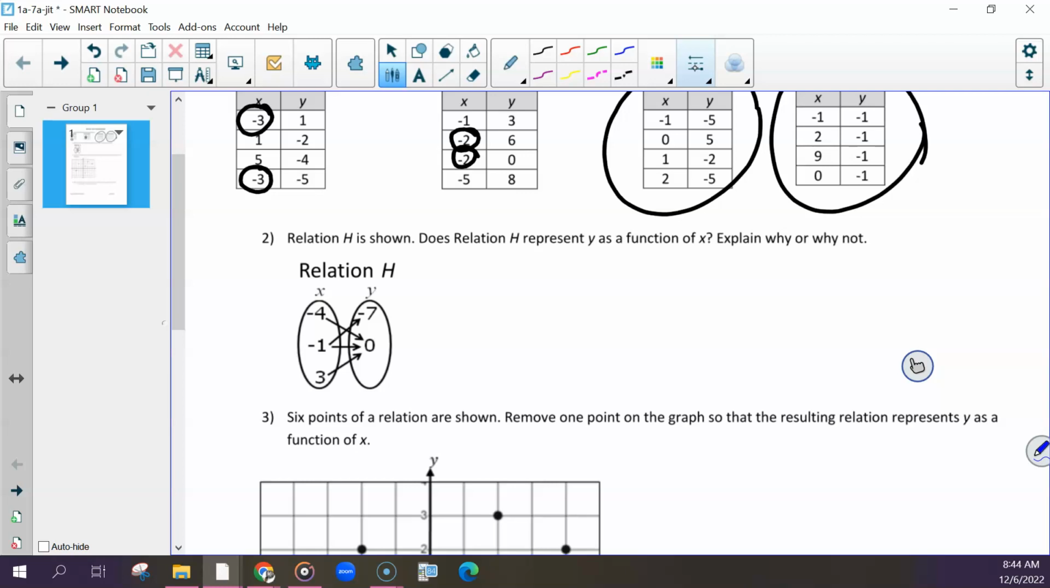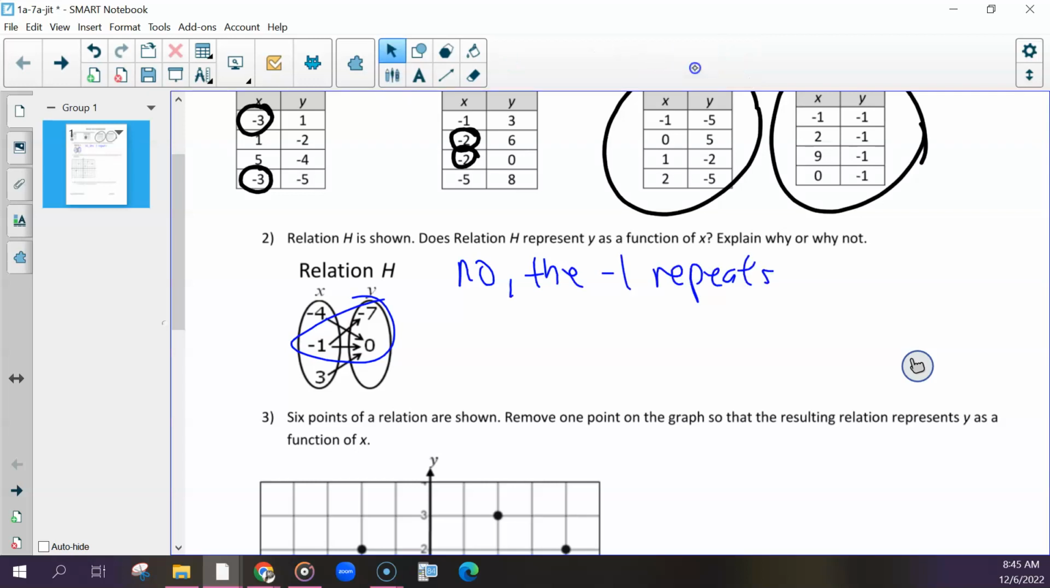Go ahead, Otis. Because the negative x repeats. Which one? The negative 1. So because that negative 1 goes to both -7 and 0, that is not a function. You can say the negative 1 repeats, or the negative 1 has 2 different y values, either or, it does not matter.